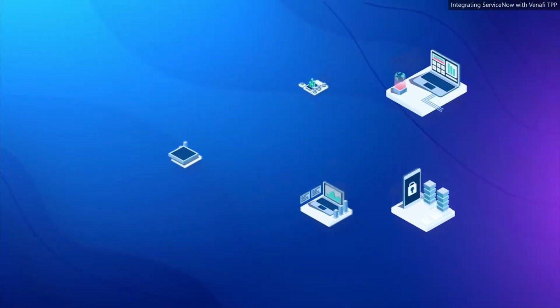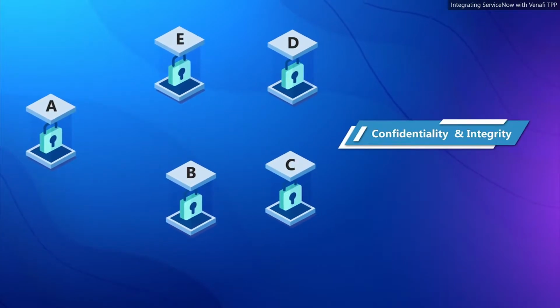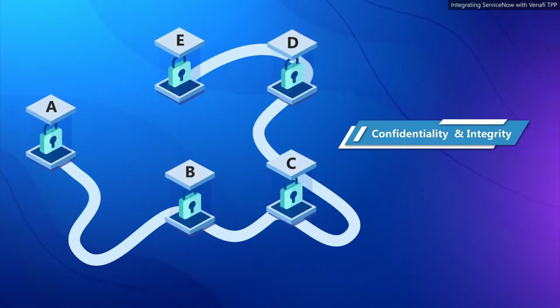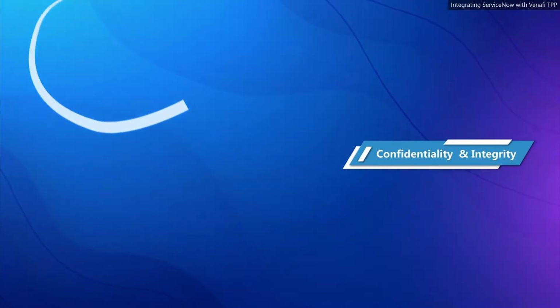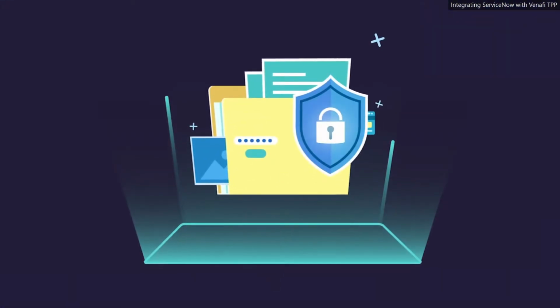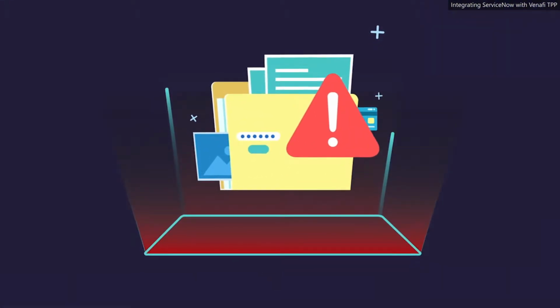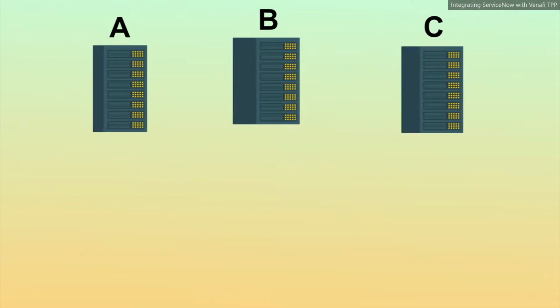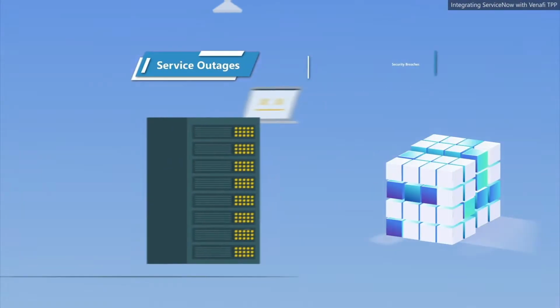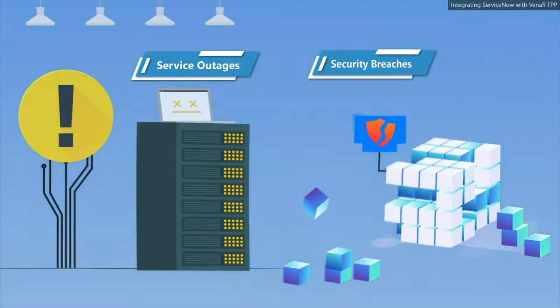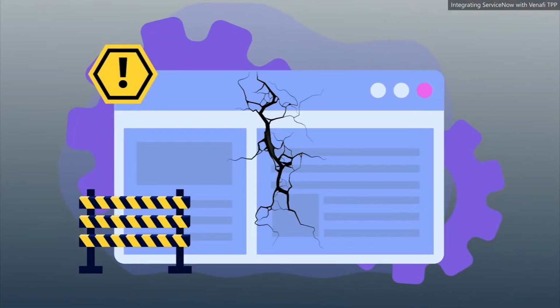Machine identities secure the confidentiality and integrity of information flow between machines. Without the proper management of machine identities, organizations risk the confidentiality of information that moves to authorized machines. From service outages to security breaches, weak machine identities can wreak havoc with your business.